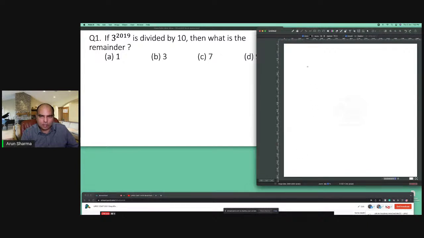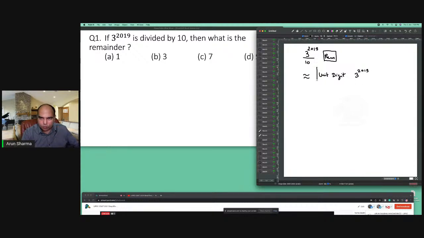The question says 3 raised to 2019 divided by 10. We want the remainder. Because when you're looking at the remainder of 3 raised to 2019 divided by 10, it is the same thing as looking for the unit digit of 3 raised to 2019. The two things are exactly the same.